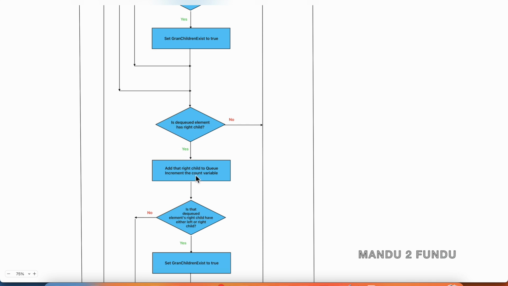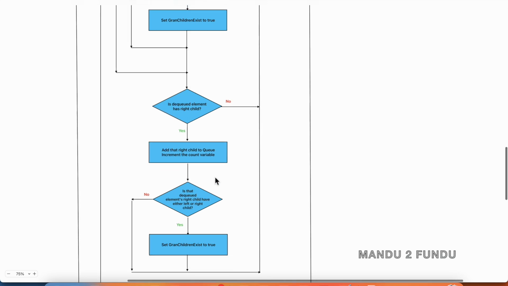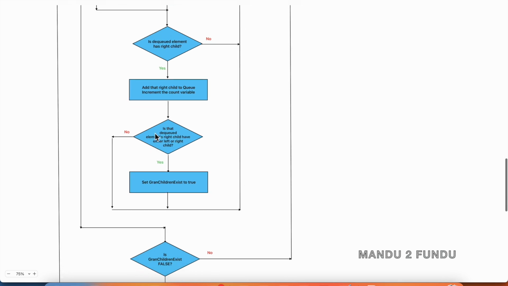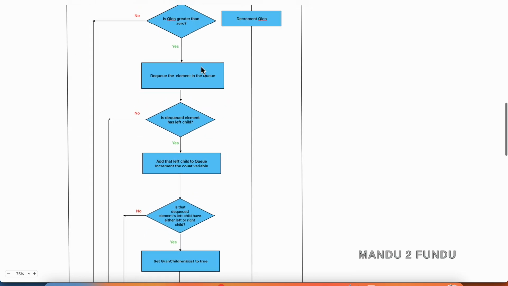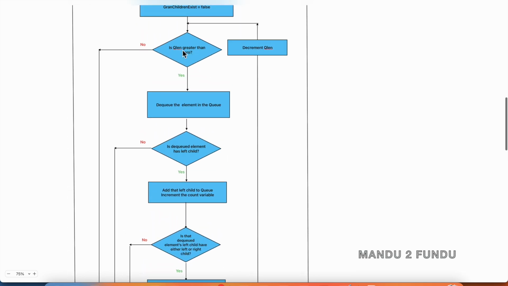If it exists, we add the right child and increment the count. Then we check whether there are any grandchildren through that right child. If so, we set the grandchild exists flag to true. Then we repeat this until all the elements, the queue len number of elements, are processed.